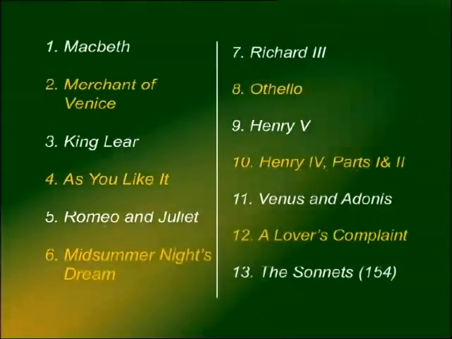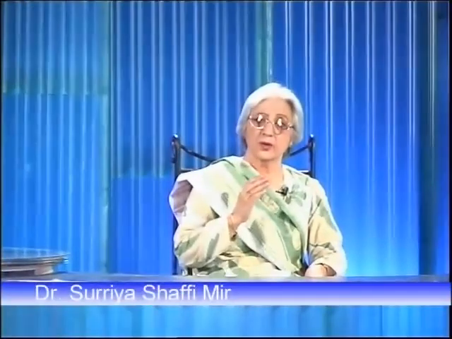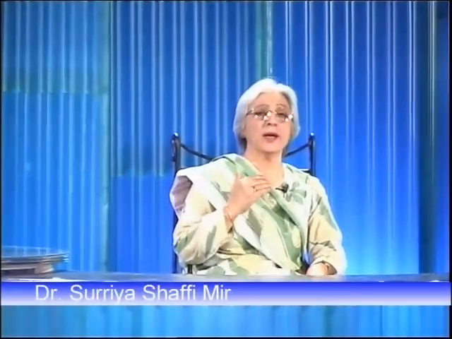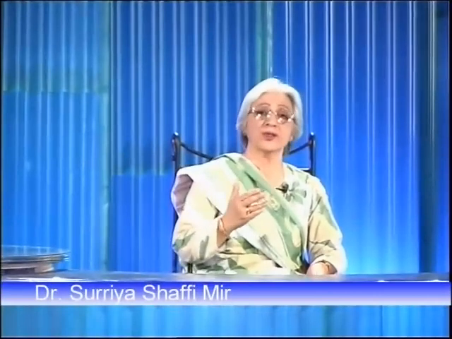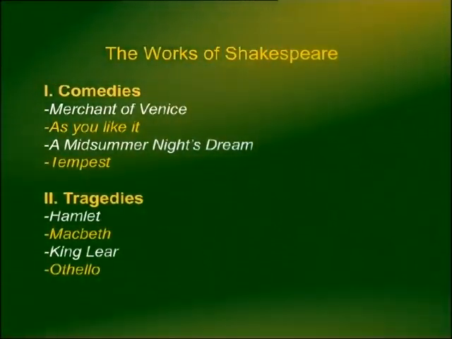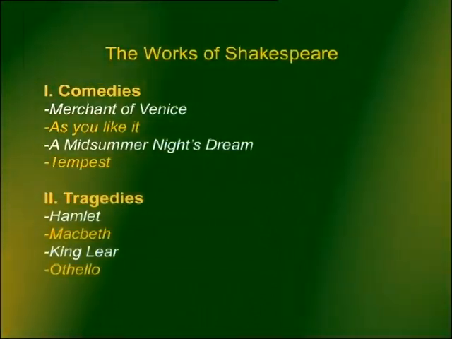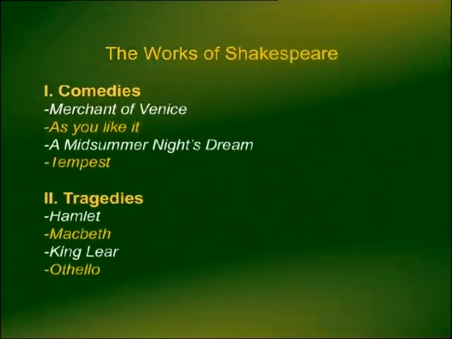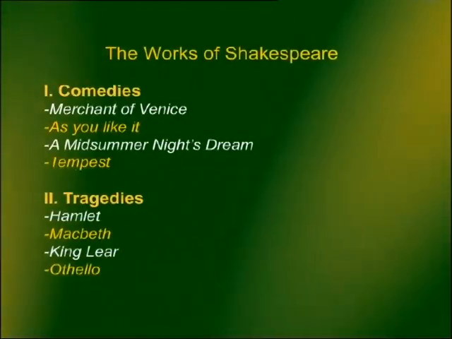Now, that was a very haphazard list of his works. You can categorize them in 3 or 4 categories. You can have one category of comedies, and of the names that you just jotted down, you can take out the ones that are comedies. You can have Merchant of Venice, As You Like It, Midsummer Night's Dream, and Tempest. You can put them down under one category, the category of comedies. Then you have a second category, the category of tragedies, and you can have Hamlet, Macbeth, King Lear, Othello. These can come under tragedies.